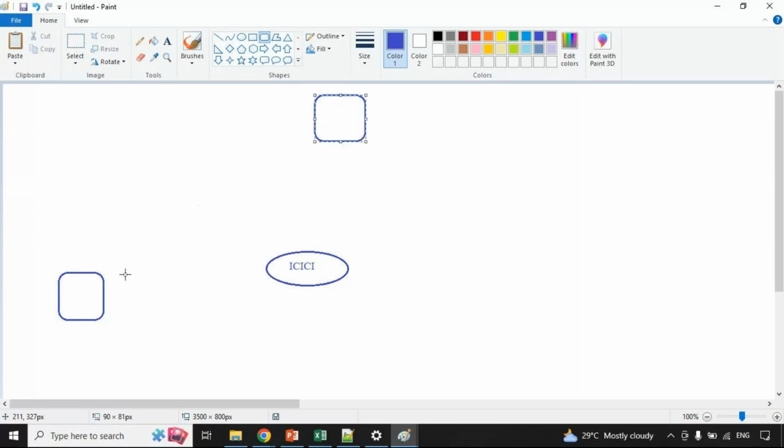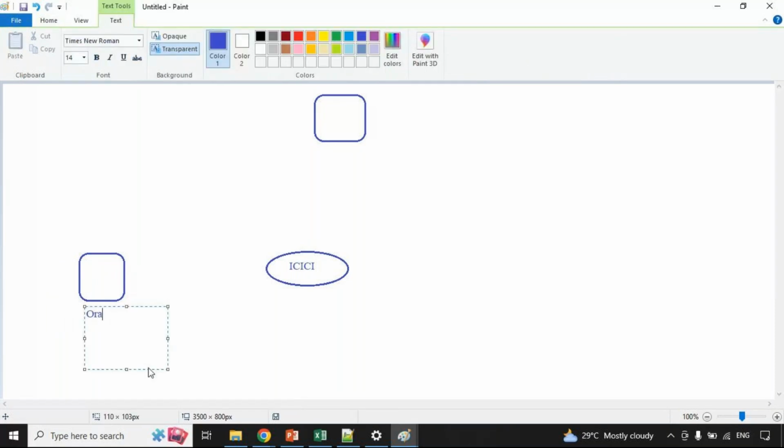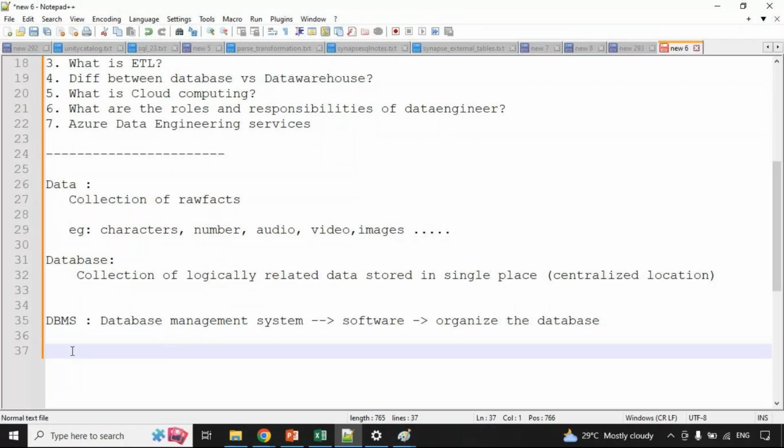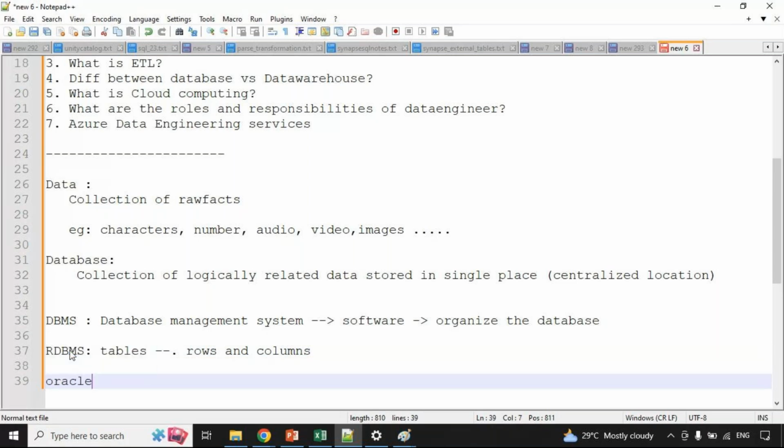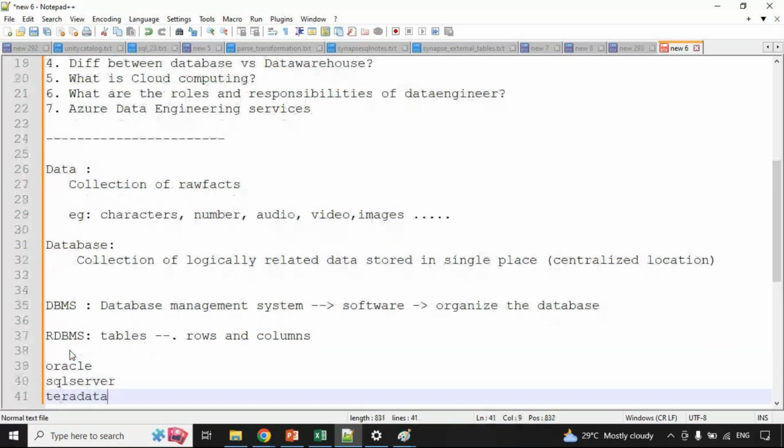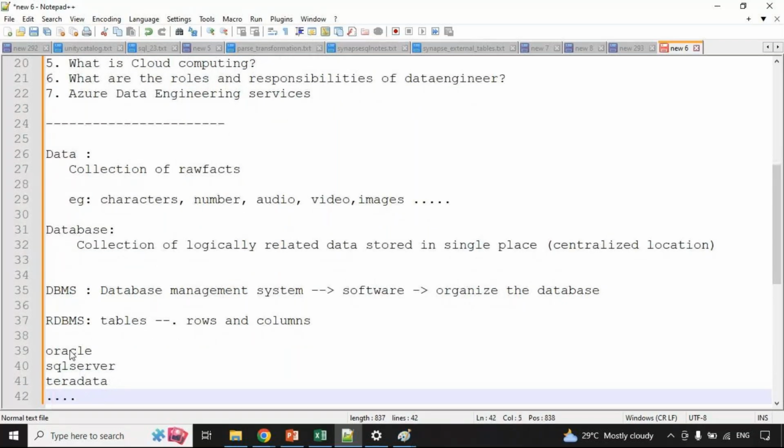So consider I am having a database, RDBMS software, consider Oracle. In the Oracle, I am going to maintain the customer details. So here guys, there is an RDBMS, relational database management system, which is also a software where we can maintain the data in tables, rows and columns. Multiple RDBMS systems are there: Oracle, SQL Server, Teradata, DB2. Everywhere we are going to store the data in an organized manner.